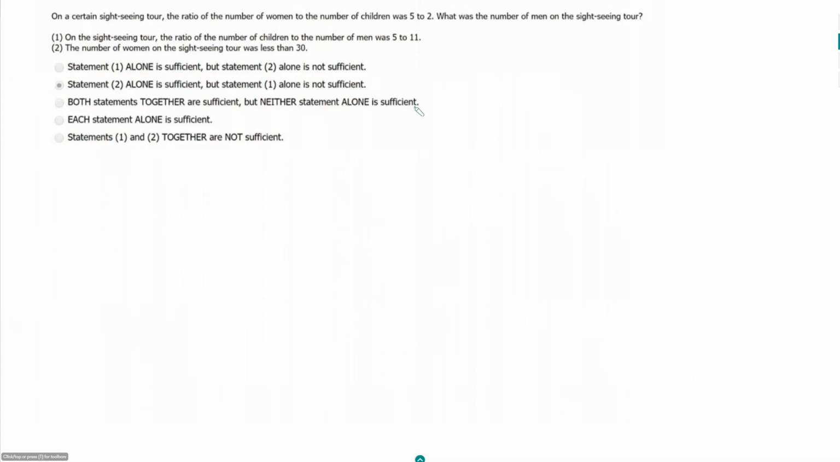On a certain sightseeing tour, the ratio of the number of women to the number of children was 5:2. What was the number of men on the sightseeing tour? So I have this ratio of men to women to children, or I should say, I really just have a ratio of women to children, but I assume the men will also be included in the ratio once we look at the statement.